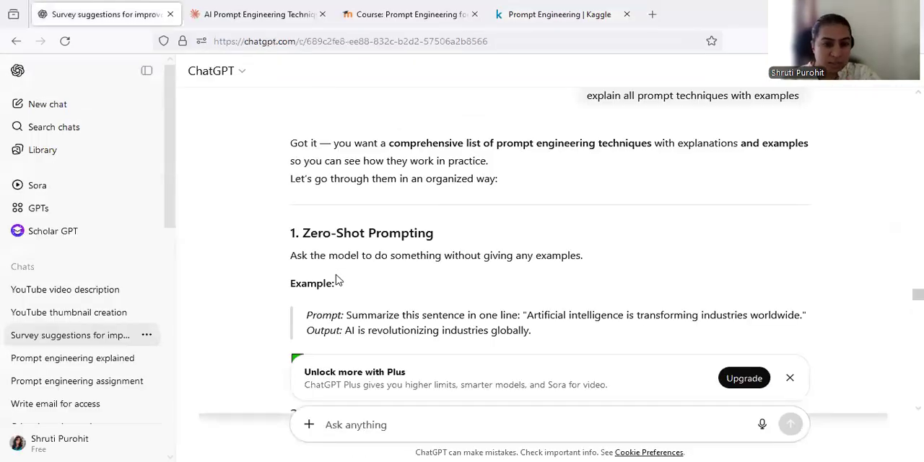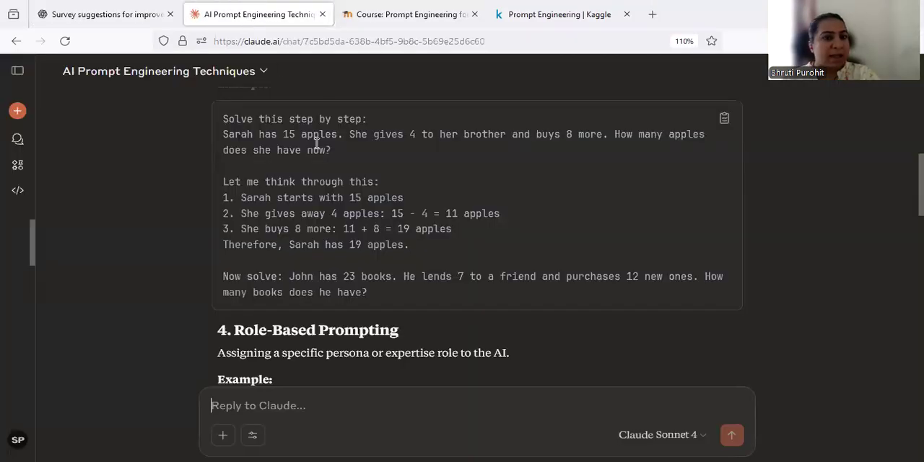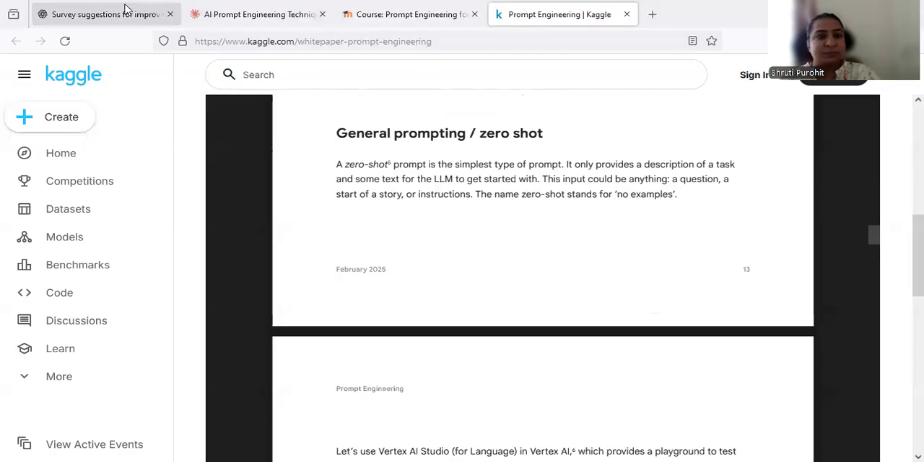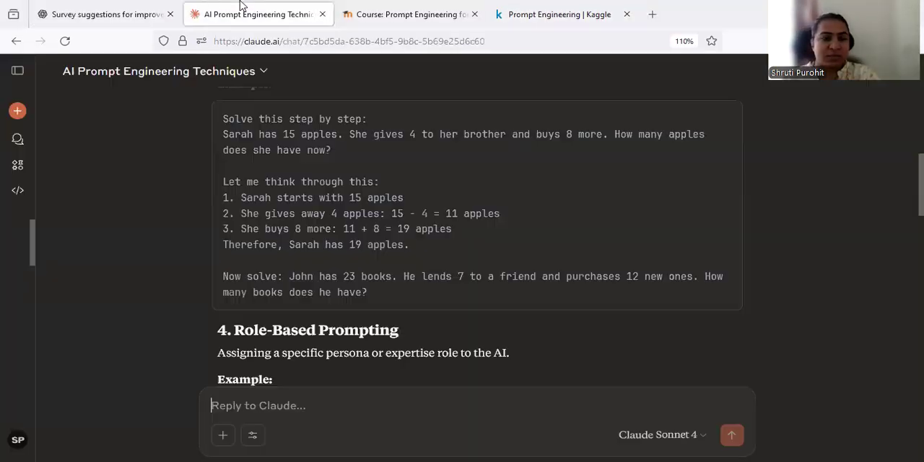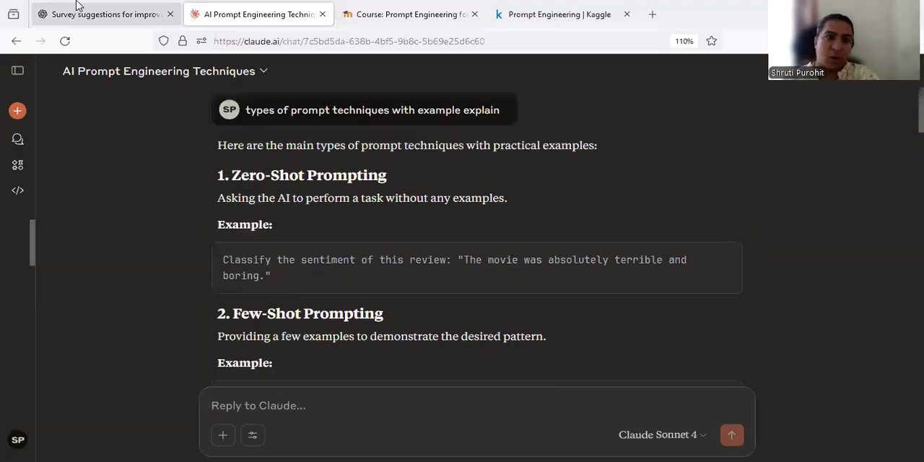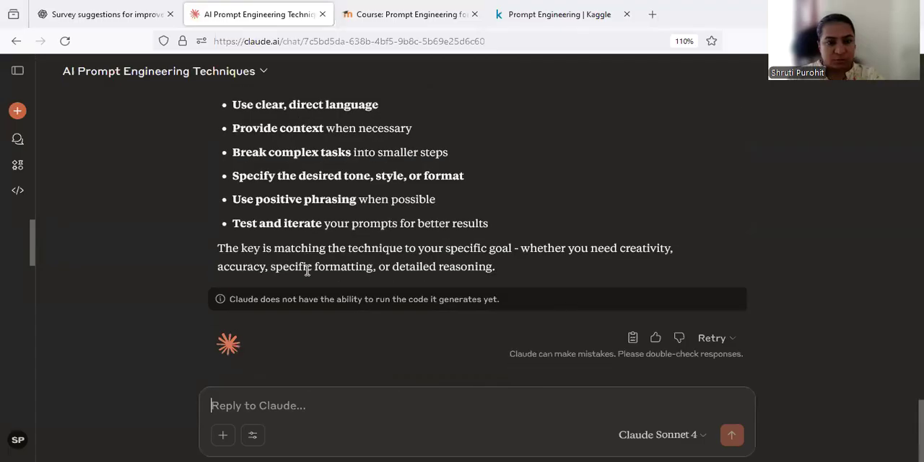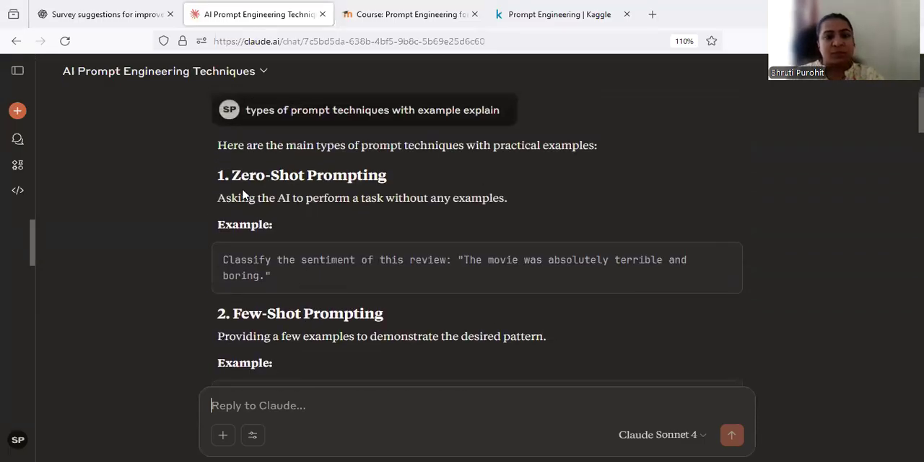We have also asked ChatGPT and Gemini. Let's understand, short and sweet. Let's start with our Gemini or ChatGPT. They both have mentioned lots of different techniques. Let's go ahead with the main types of prompt techniques with practical examples.